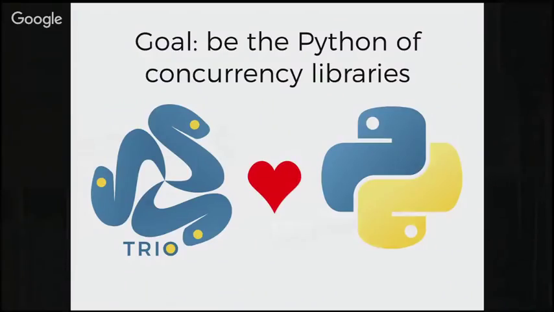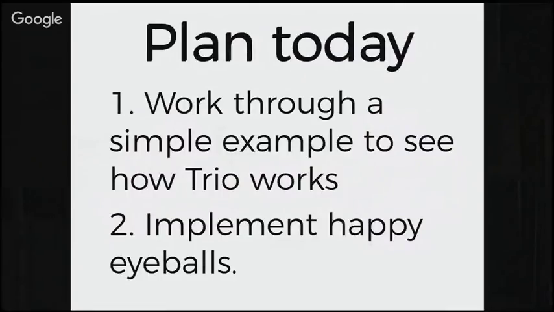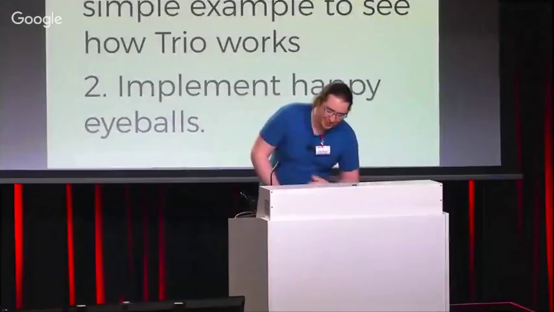That's basically the goal, right? Can we make something that feels like Python and make concurrency a problem that isn't so complicated? So I'm going to show you a simple example first, and we'll walk through it to show you how the different pieces of Trio work and how they fit together. And then we're going to implement Happy Eyeballs. So you'll be ready for me to be typing for a while, 600 lines. Yeah, it'll be a little quicker than that.